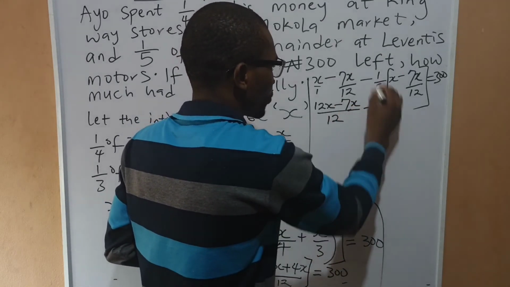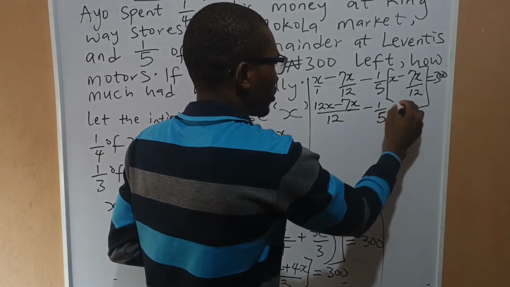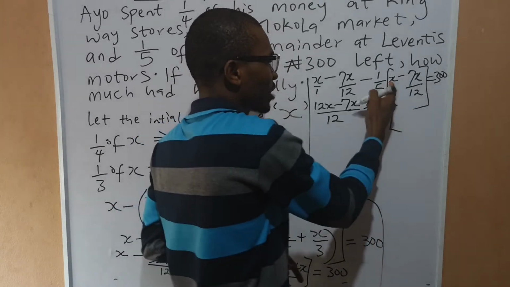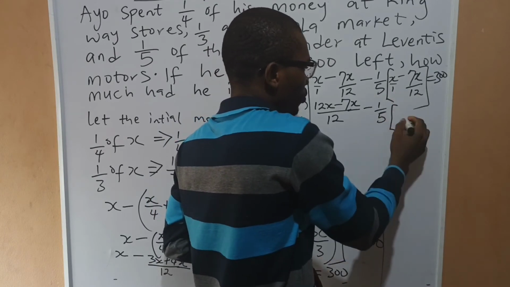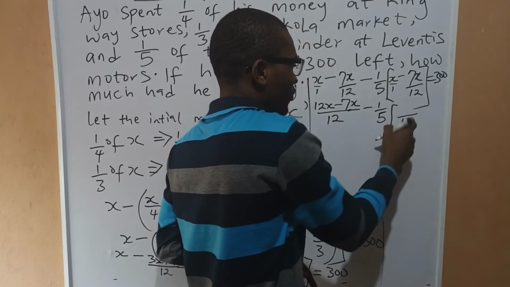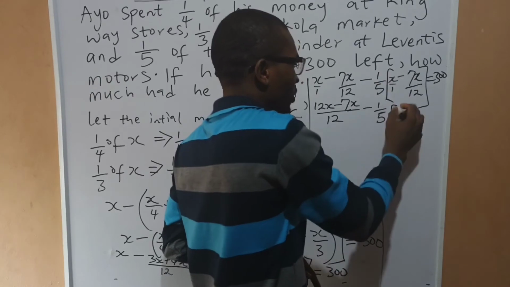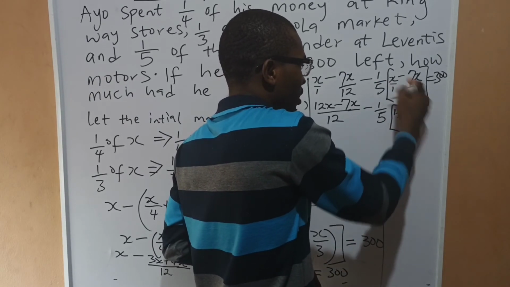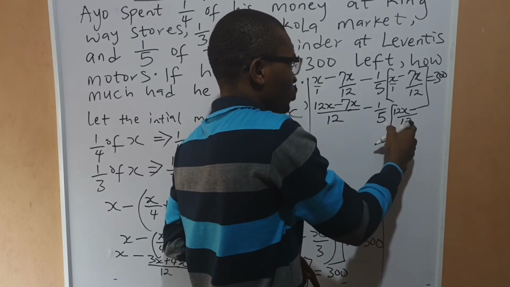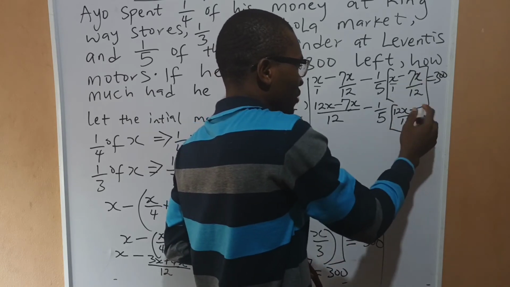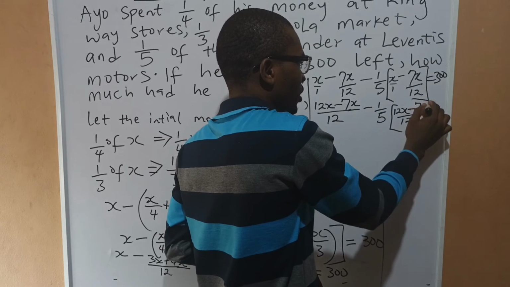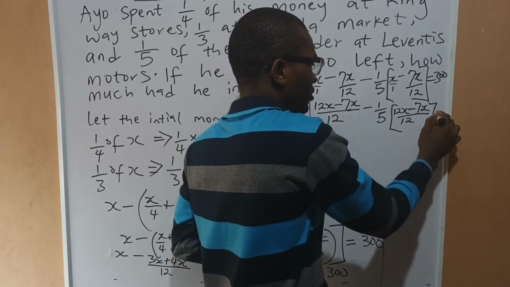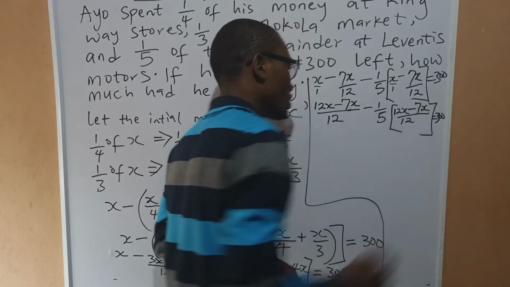Then minus, we have 1 over 5, all in brackets. Remember, x is the same as x over 1. Then the LCM of 1 and 12 is still 12, and 1 divide 12 is still 12. 12 multiplied by x is 12x. Then minus 12 divide 12 is 1, and 1 multiplied by 7x, we automatically have 7x. And that is all equal to 300.